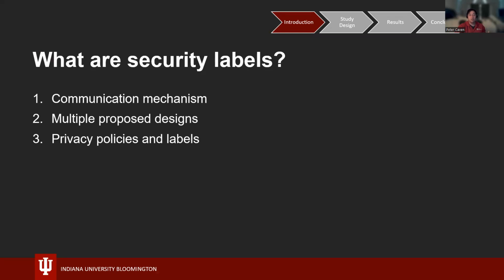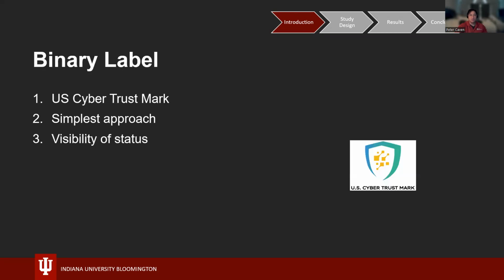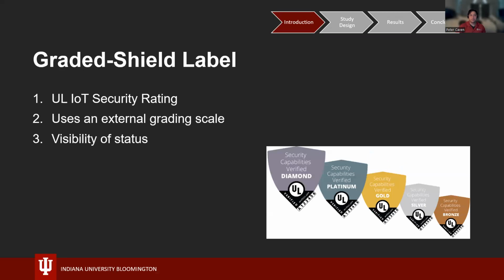Our study will focus on 4 designs, each with their own benefits and limitations. So the first label we're going to look at is the U.S. Cyber Trust Mark, and it's going to act as a certifying seal. This label does not present individual risk factors, as it only indicates that a labeled product meets a baseline standard. It's going to be the simplest approach to mitigate that information asymmetry. We will refer to this label as a binary label throughout the rest of this presentation.